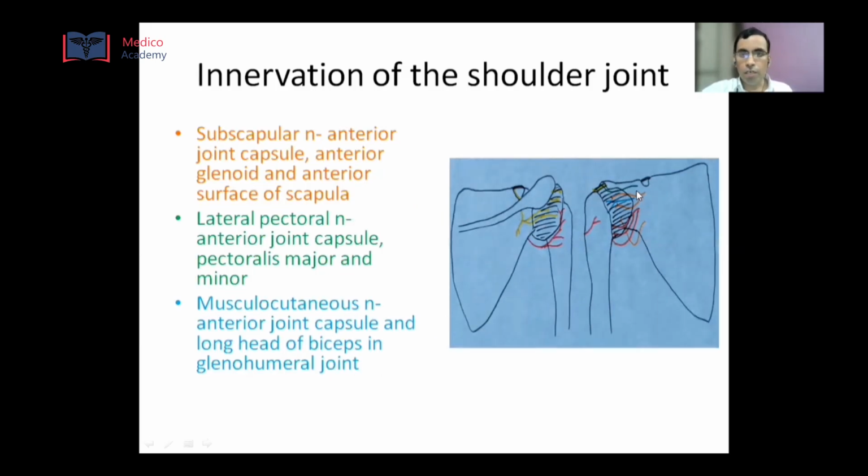The subscapular nerve supplies the anterior joint capsule, the anterior glenoid, and the anterior surface of the scapula. The lateral pectoral nerve supplies the anterior joint capsule, the pectoralis major and the pectoralis minor muscles. The musculocutaneous nerve supplies the anterior joint capsule and the long head of biceps in the glenohumeral joint.